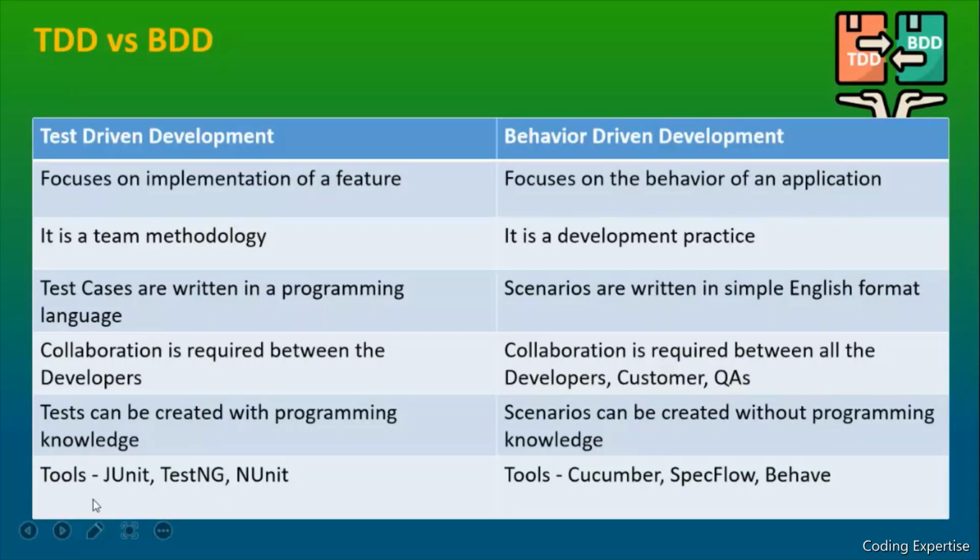In terms of tools, in TDD we use JUnit, TestNG, NUnit. In BDD we use Cucumber, SpecFlow, Behave. So that talks about TDD versus BDD. Let's move on to the Cucumber overview.